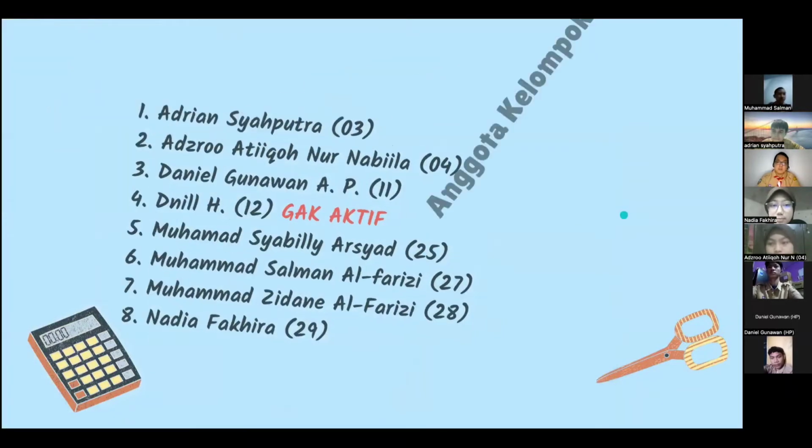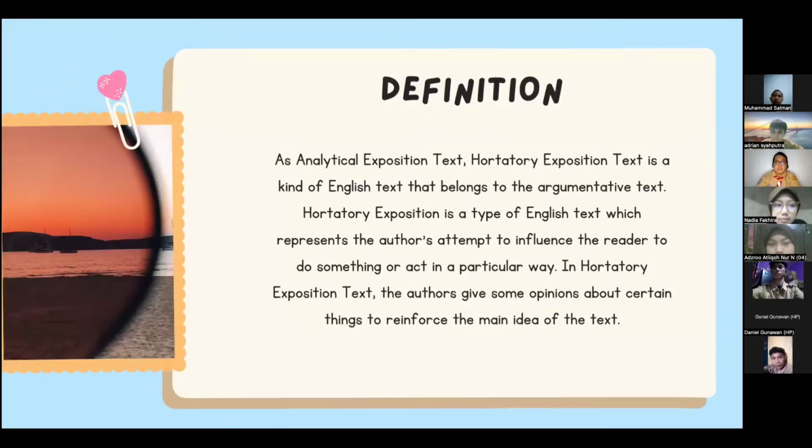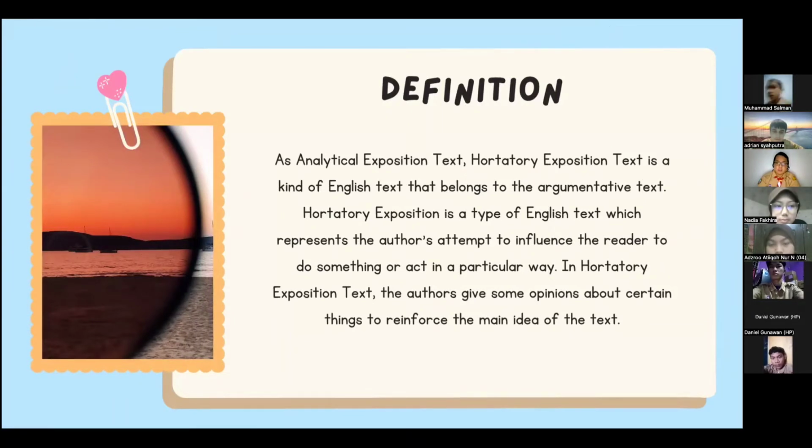Now, first of all, we want to talk about the definition of hortatory exposition text. Like analytical exposition text, hortatory exposition text is a kind of English text that belongs to the argumentative text. Hortatory exposition is a type of English text which represents the author's attempt to influence the reader to do something or act in a particular way. In hortatory exposition text, the authors give some opinion about certain things to reinforce the main idea of the text.